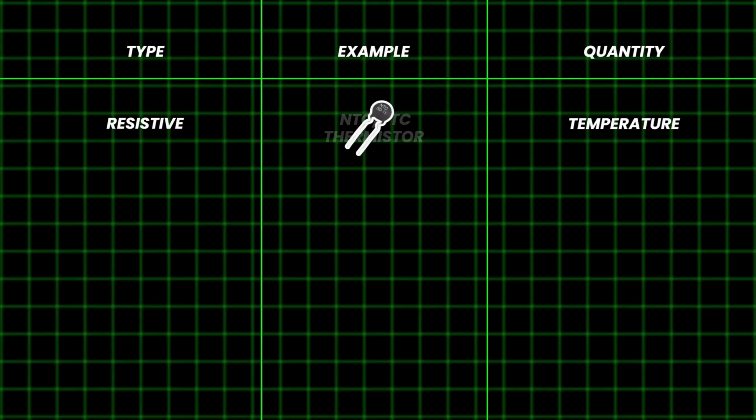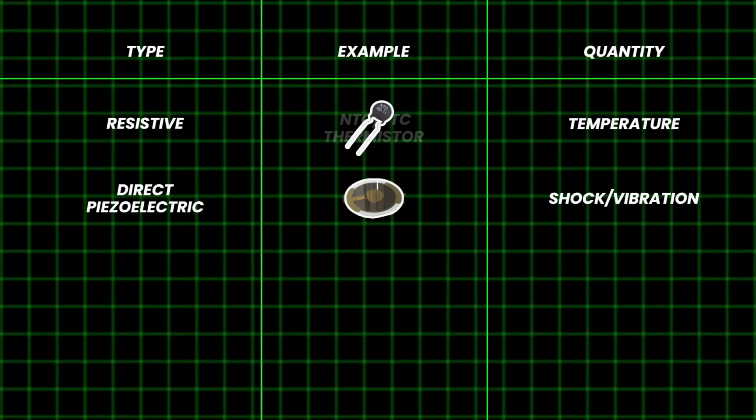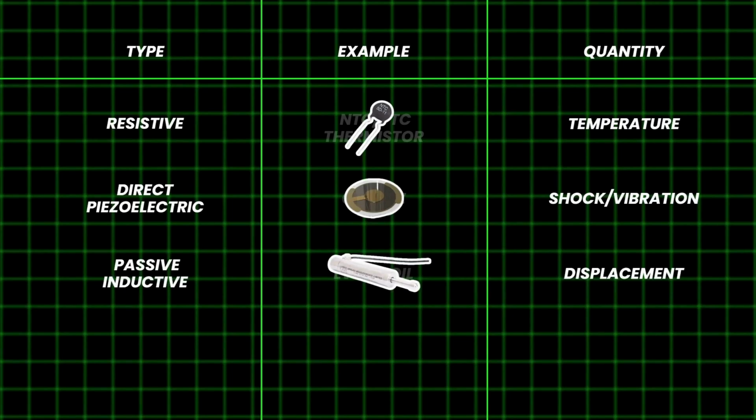It quantifies the temperature. You have the direct piezoelectric, where the sensor is a quartz sensor, and it will detect shock or vibration. You have the passive inductive LVDT coil, and it's for displacement. And you have the photoresistor, as an example the LDR, and it's to detect light.